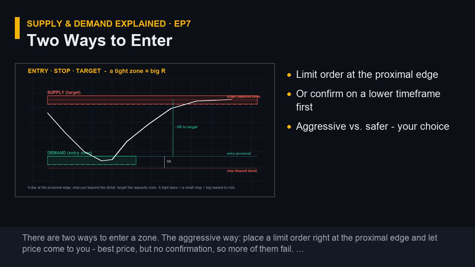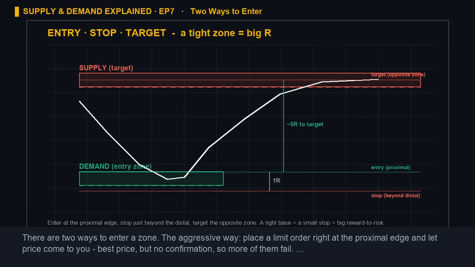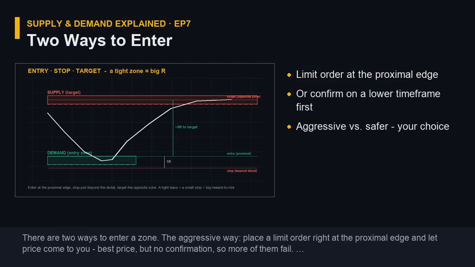There are 2 ways to enter a zone. The aggressive way: place a limit order right at the proximal edge and let price come to you. Best price, but no confirmation, so more of them fail. The safer way: wait for price to reach the zone, then drop to a lower time frame and enter only when you see a reaction, a small shift in structure that says buyers or sellers actually showed up. You give up a little price for a lot more confidence. Neither is wrong. Pick the one that fits your temperament.